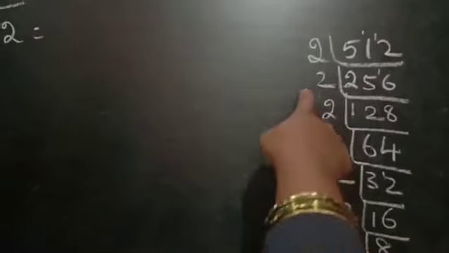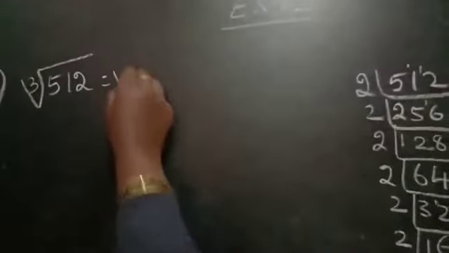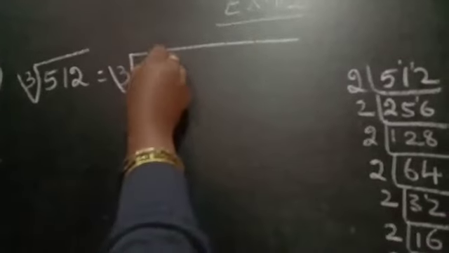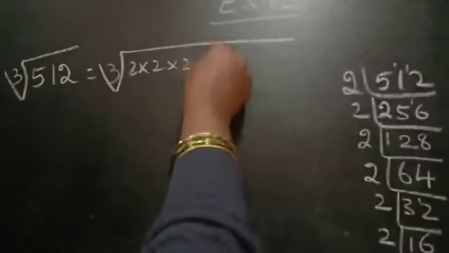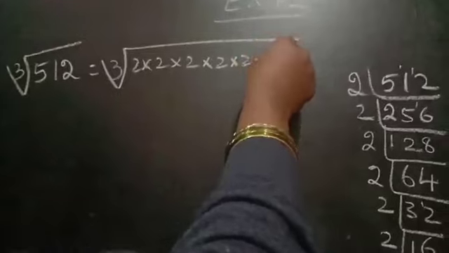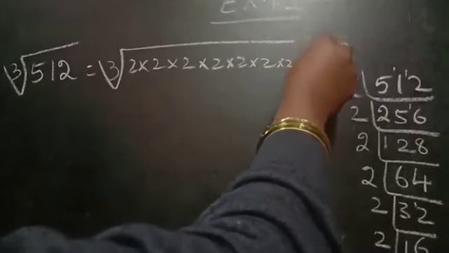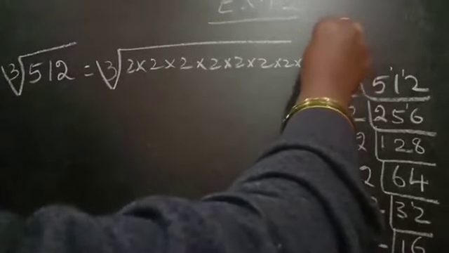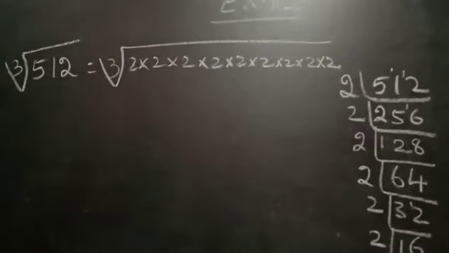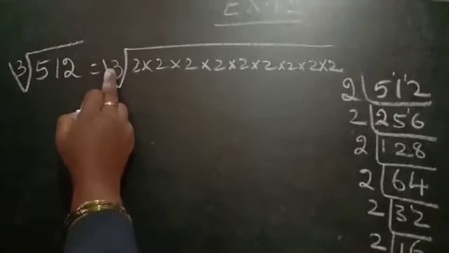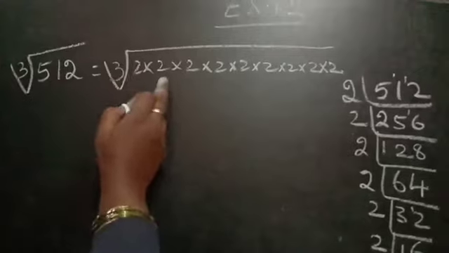So there are 9 times of 2. Till this we have to put the line. Now here the cube root is there, that's why we have to take 3 numbers at a time outside.